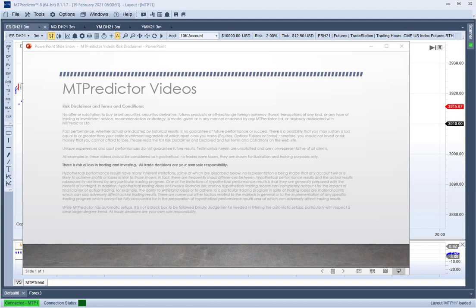In today's MTPredictor video, I'd like to have a look at our W3 or Wave 3 trade setup with a lovely example on the 3-minute ES from yesterday.